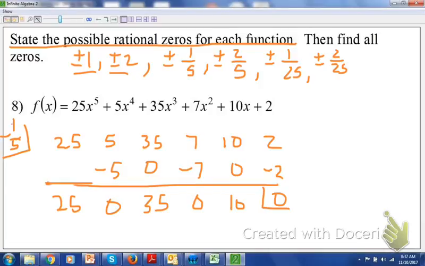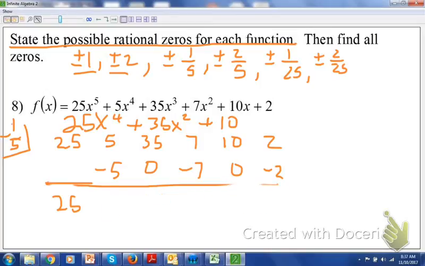All right. So what is left over here? 25x to the fourth plus 35x squared plus 10. All right, so 25x to the fourth. I'm going to write it right here. 25x to the fourth, 0x cubed, 35x squared, 0x plus 10 is what we're left with. I'm going to erase all this out of our way here.